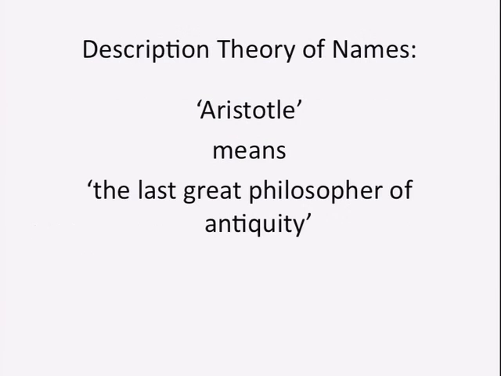So by the description theory of names, this is what Frege says, Aristotle means the last great philosopher of antiquity. Could that possibly be right? How can it be right? They can't mean the same thing. This one's rigid, this one's flexible. Therefore, they have different meanings.